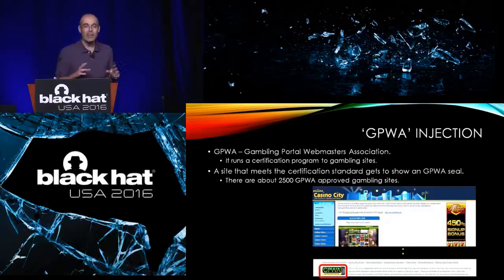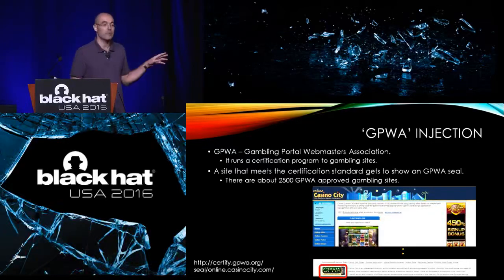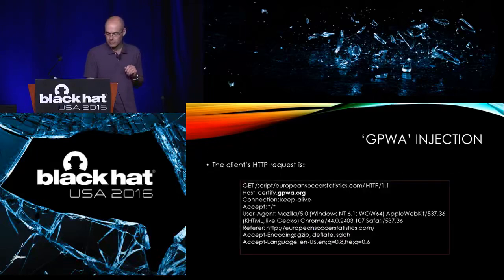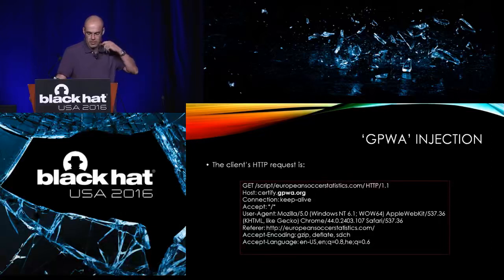Now, interestingly enough, in many of the sites, this seal is saved as a resource not locally in the site, but remotely on gpwa.org. This means that every user that, for example, views onlinecasinicity.com will be referred also to gpwa.org to fetch the resource. For example, this is a request for such a resource. This is for another website called EuropeanSoccerStatistics.com, another website that is approved by GPWA.